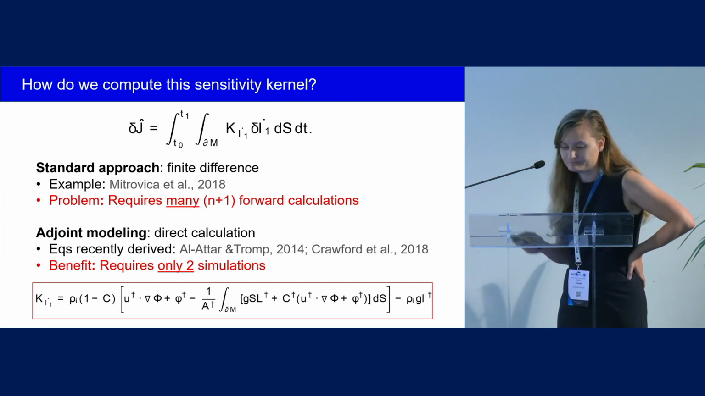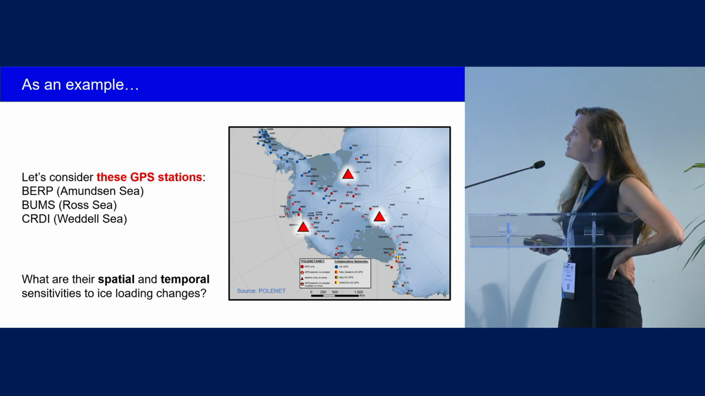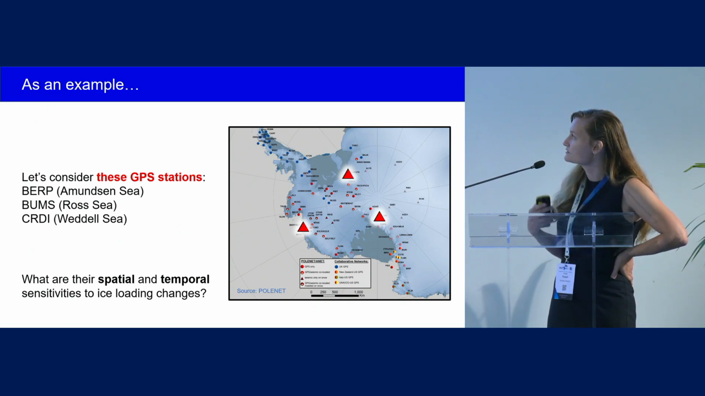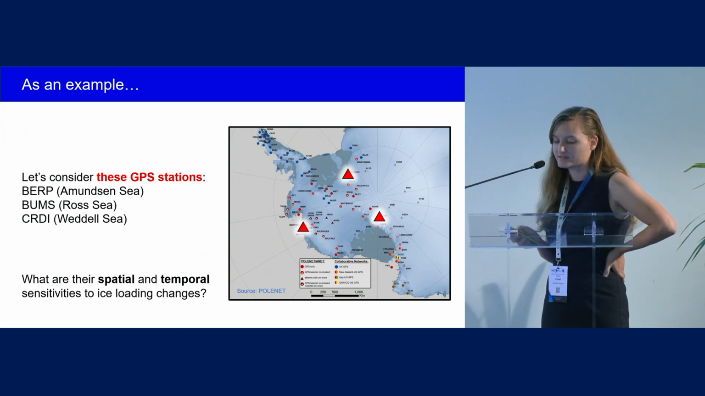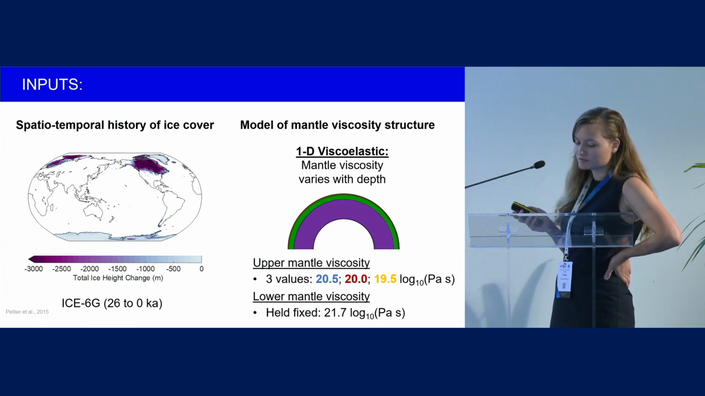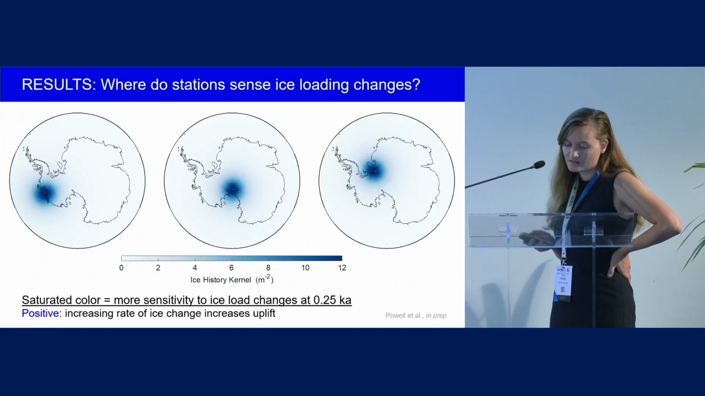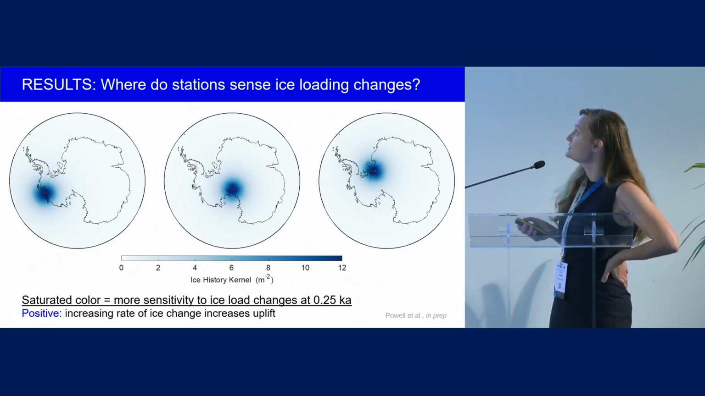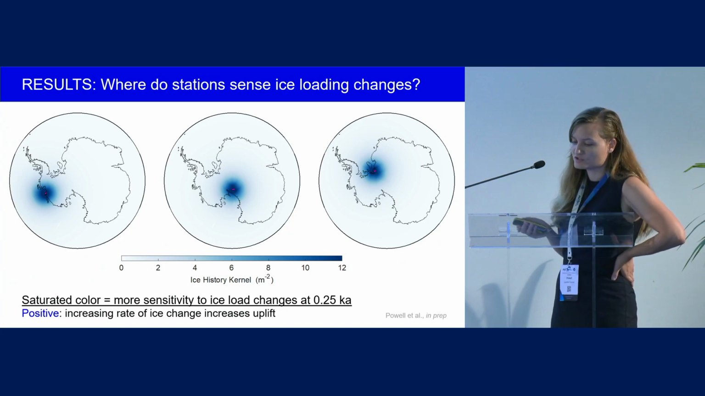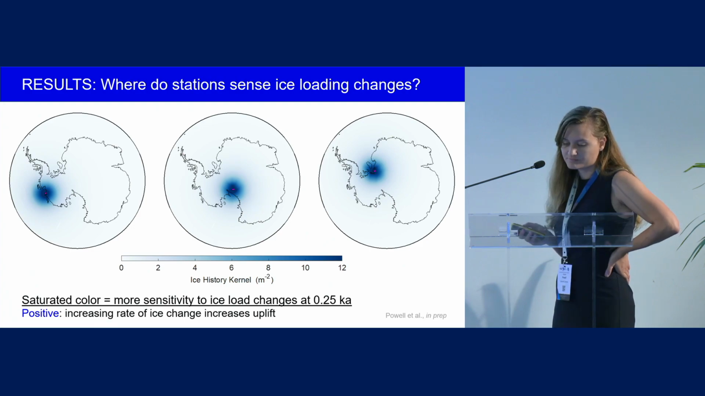Fantastic. Let's move on. As our example, let's consider these three GPS stations, one in the Amundsen Sea, one in the Ross Sea, one in the Weddell Sea, and ask what their spatial and temporal sensitivities to ice loading changes are. As our inputs, we have the spatial temporal history of ice cover and a model of mantle viscosity structure. We're going to test three different values, and here are some results. This is the length scale over which this station sees loading changes, which is about the size of Texas, I'll note. So that's great.